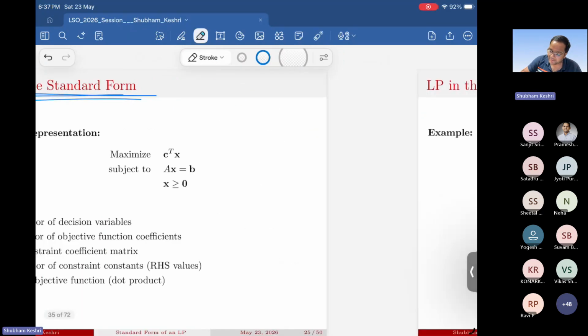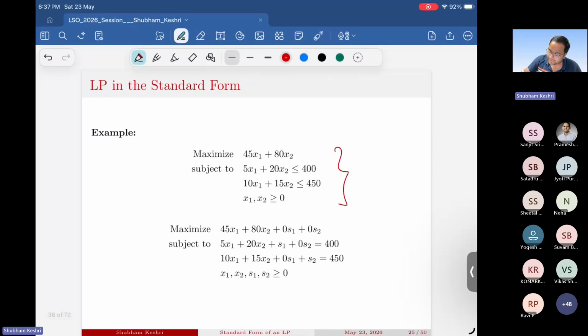I have an example over here. This is an LP where you have two constraints of less than or equal type. Since we have two constraints, we will use two slack variables S1 and S2. In the first constraint we have S1 with coefficient 1 and S2 with coefficient 0. In the second constraint, S1 has a coefficient of 0 and S2 has coefficient 1. You see, this LP has been written in the standard form.